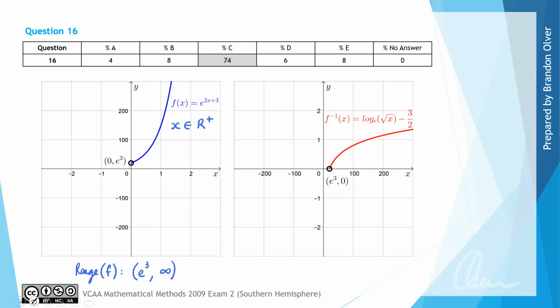Now if I bring up a sketch of the inverse function that a computer's generated for us, we can see that x and y being swapped, and that reflection over the line y equals x, results in the starting point being an open dot at e cubed comma 0. That means that the domain of f inverse is equal to the range of f, which is e cubed to infinity. So that's why on the previous slide, option C had the domain of the inverse function being e cubed to infinity along with the rule that we found.